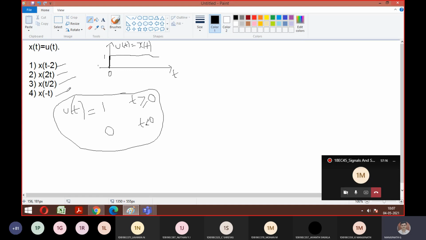For the given x of t, just stick to the procedure and keep solving one below the other. You should be very careful about this condition. u of t is an elementary signal.